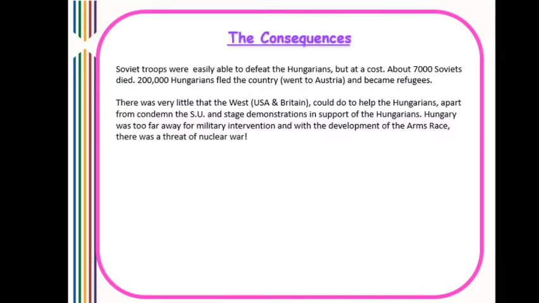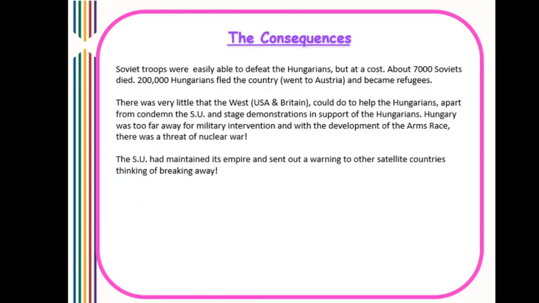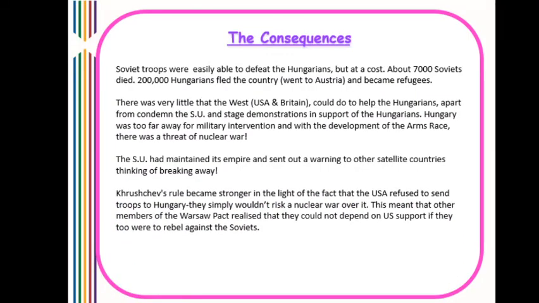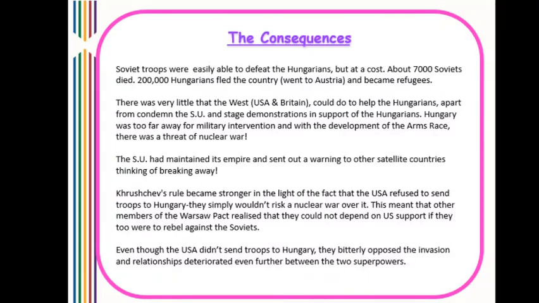Hungary was too far away from military intervention, and with the development of the arms race, there was a severe threat of nuclear war. The Soviet Union had maintained its empire and sent out a warning to other satellite countries thinking of breaking away. Khrushchev's rule became stronger in light of the fact that the USA refused to send troops to Hungary. They simply didn't want to risk a nuclear war over it. This meant that other members of the Warsaw Pact realised that they could not depend on US support if they were to rebel against the Soviets. Even though the USA didn't send troops to Hungary, they bitterly opposed the invasion, and relationships deteriorated further between the two superpowers.